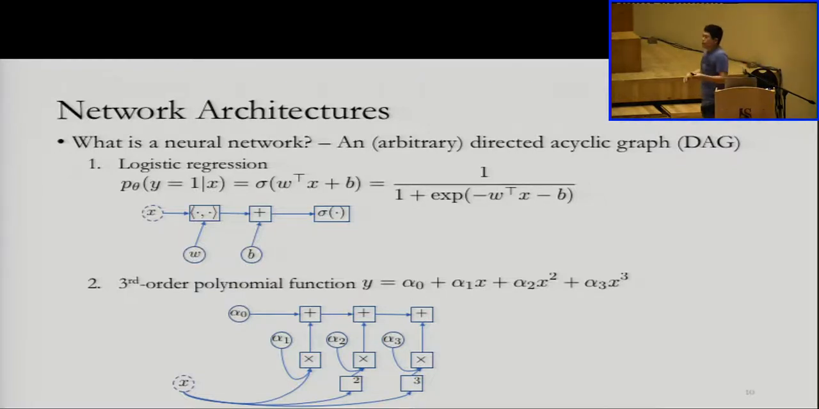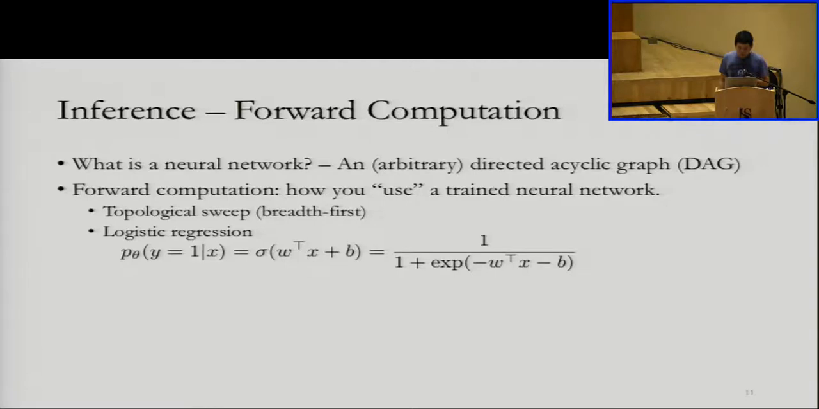And if you have done some simple polynomial regression, say third order polynomial regression, you can again draw this as a directed acyclic graph. So this is a really nice way to abstract out your model's computation. And once you have the directed acyclic graph, you don't have to actually build it yourself.